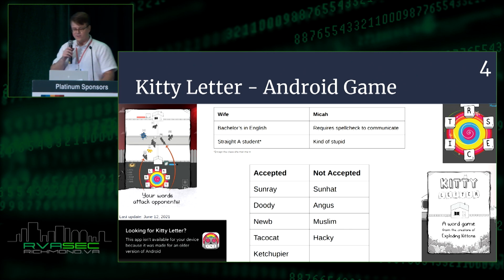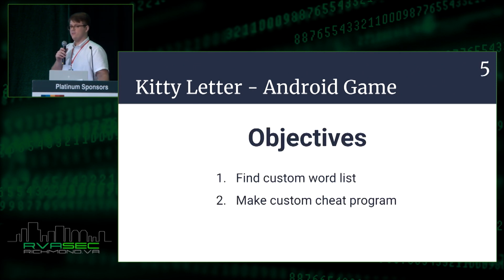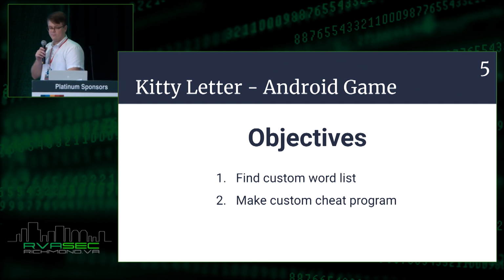I could use an online Scrabble solver, but those aren't perfect. Those have false positives, those have false negatives. I want the best way to cheat. So our objective here is to find the custom word list in this game and then make a custom cheat program. And just as a reminder, this is the CTF challenge, one of them.